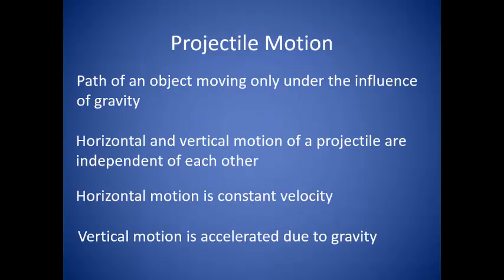So a projectile is any object that is moving through the air solely under the influence of gravity. The horizontal and the vertical motion of a projectile do not depend on each other. The horizontal motion is constant, the vertical motion is accelerating.